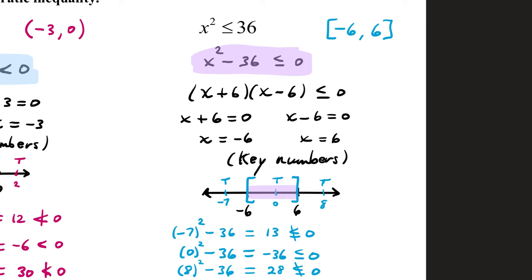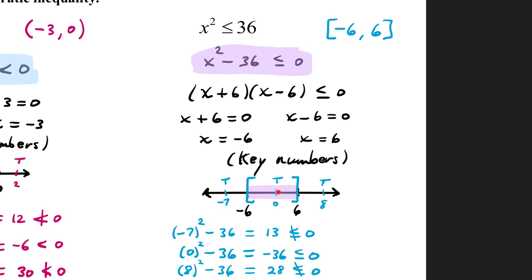The key numbers are the values that make your factor 0, so we have negative 6 and positive 6 as our key numbers. As we did on the last example, pick a test number from each interval between and around your key numbers. So to the left or smaller than negative 6, we selected negative 7. You guys told me to use this line for our substitution. Any of these top 3 lines are perfectly okay. Negative 7 squared minus 36, that's 13. That's not less than or equal to 0, so we get a false statement.